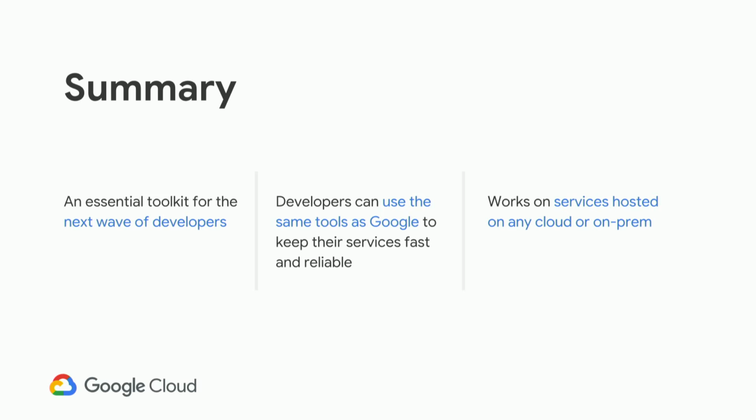So let's sort of summarize what we've talked about. Stackdriver APM is an essential toolkit for the next wave of developers. It unlocks the methodologies and the tools and techniques that we've used at Google over the past decade to operate at extreme scale and to ship code safely and quickly. And it provides these to customers around the world.